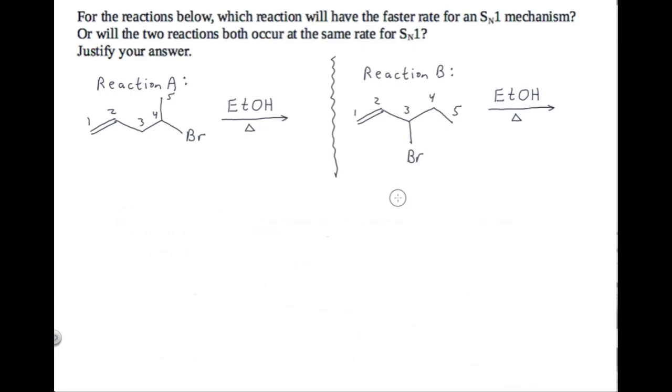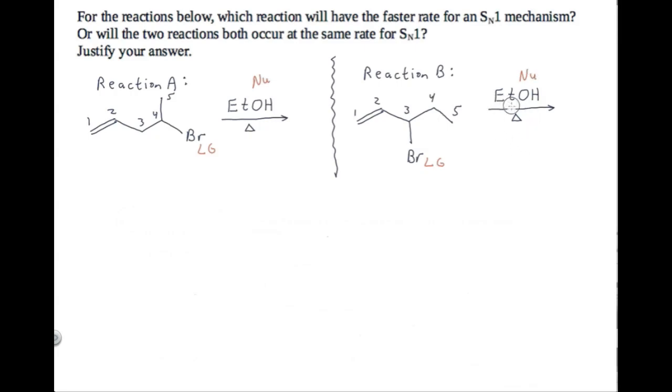Okay, so now we can start comparing these. I guess we can identify some roles. We would expect neutral bromine to play the role of leaving group. We would expect this alcohol to play the role of nucleophile.